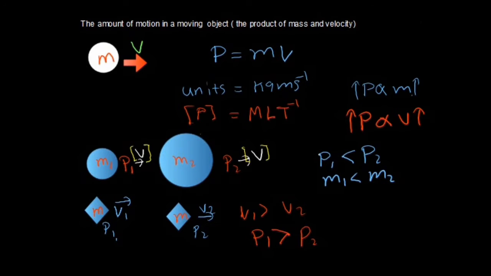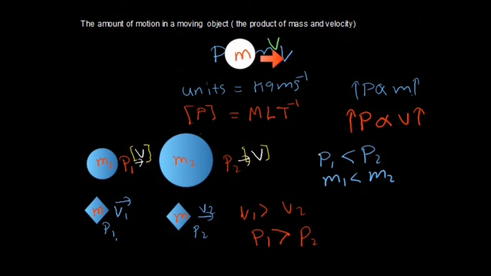Hi there. Let's have a very good look at what momentum is. Momentum is the amount of motion of a moving object. In other words, we can say it is the product of mass and velocity. Have a good look at a mass m moving with a velocity v. So the motion can be represented as follows. The object is moving with velocity v.